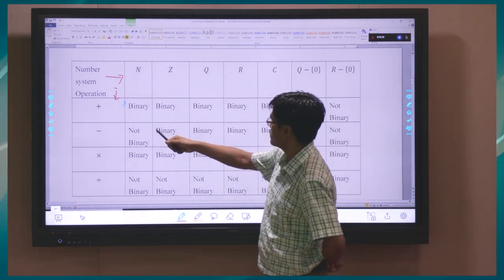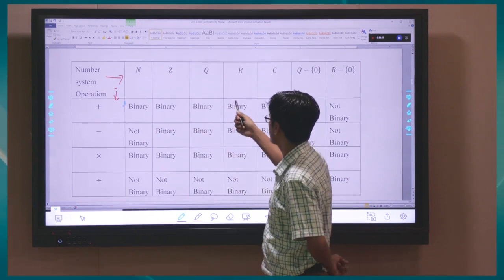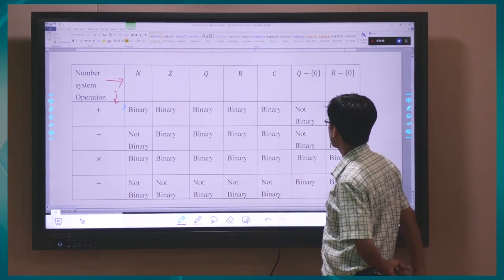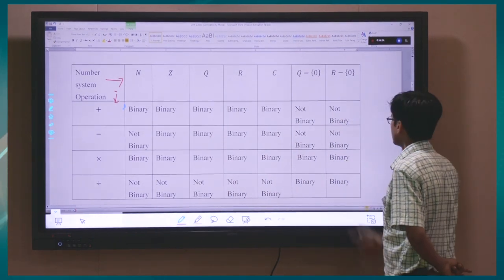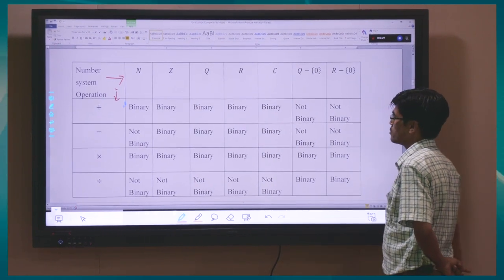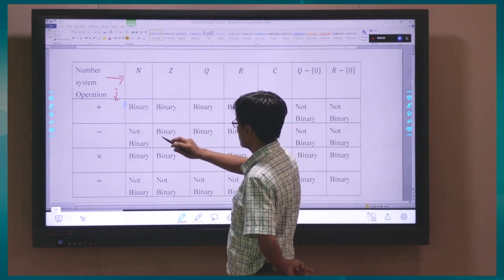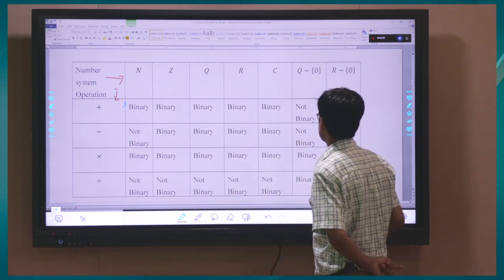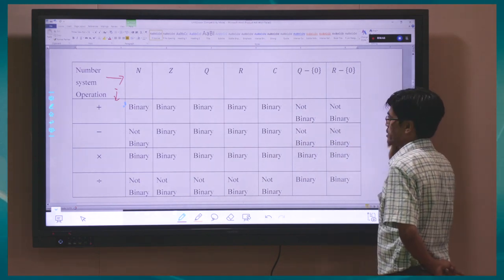So addition is a binary operation on N, Z, Q, R, C, but addition is not a binary operation on the set of non-zero real numbers. Similarly, subtraction is not a binary operation on N, but subtraction is a binary operation on Z, Q, R, C, but not on non-zero rational numbers and non-zero real numbers.